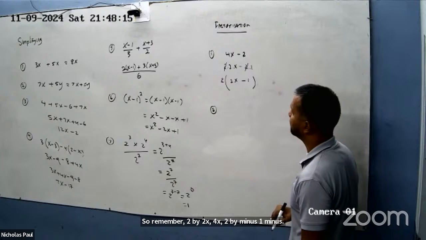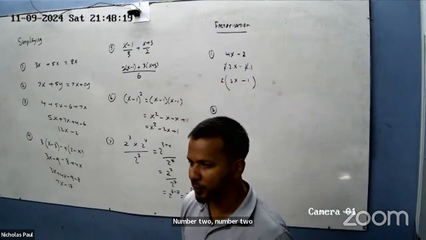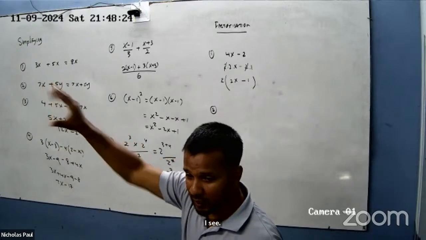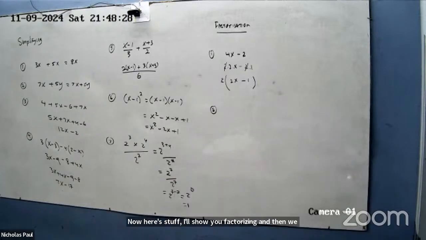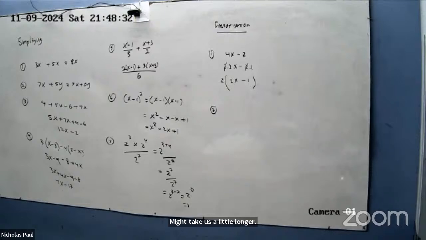Number 2. Actually, let's just focus on some simplifying. Then we stop. I'll show you factorizing, and then we try solving, right? Might take us a little longer, but at least it might be a little sharper. I don't want to show you all the facts. I'm going to show you one time. Show you one time? Yeah? No? Do you want me to show you one time or do some simplifying?